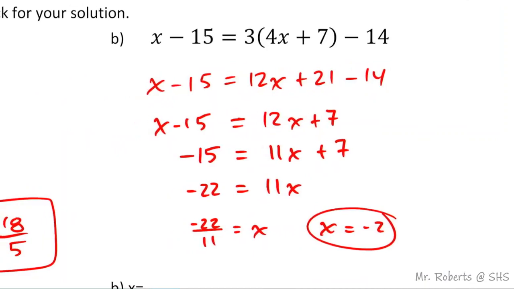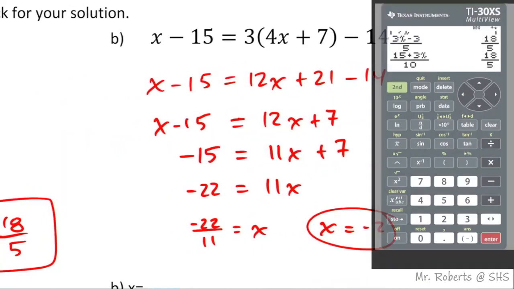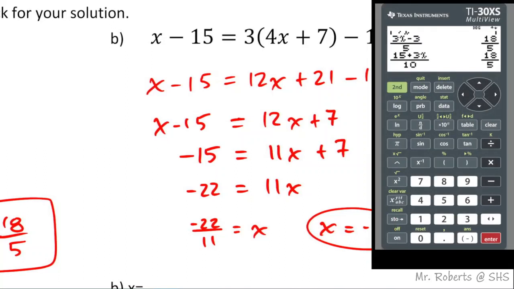Let's perform a check and verify that it works. Where's that calculator at? There we go. So I'm going to go ahead and store x as negative 2. So here's my negative 2, right? The opposite of 2. Store that in x. Got it. And now let's look at the left-hand side. The left-hand side is x minus 15. Oh my gosh, I could do that.